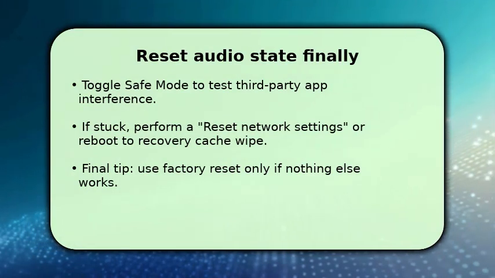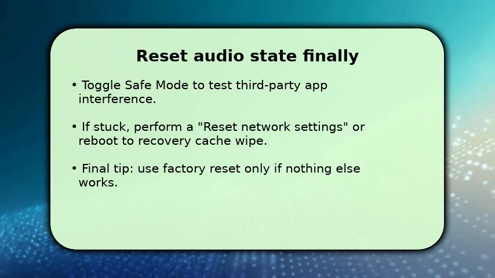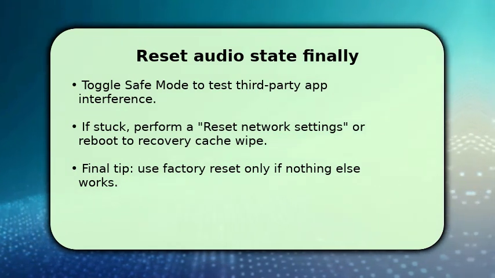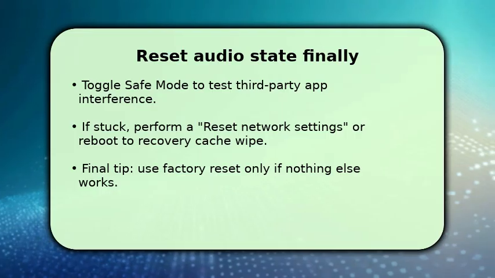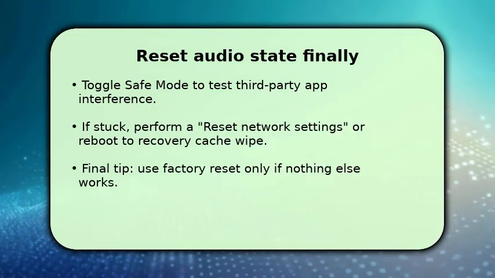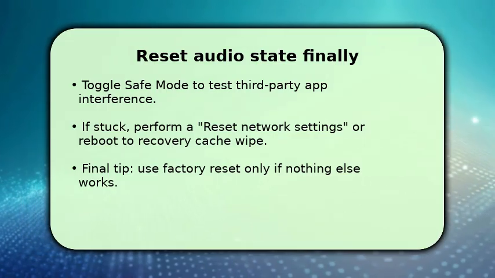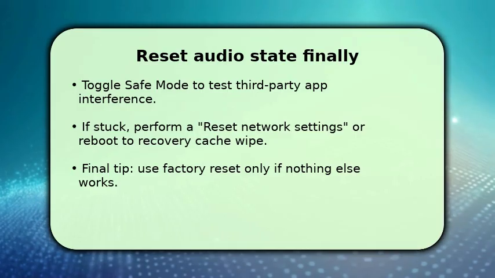Toggle safe mode so only system apps run. If the icon disappears, a third-party app caused it and you can uninstall the offender. If safe mode doesn't help, reset network settings or, on Android, wipe the cache partition from recovery. These steps clear low-level state without erasing personal data.